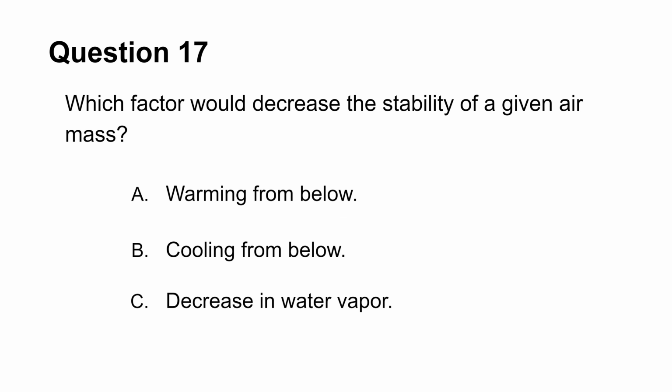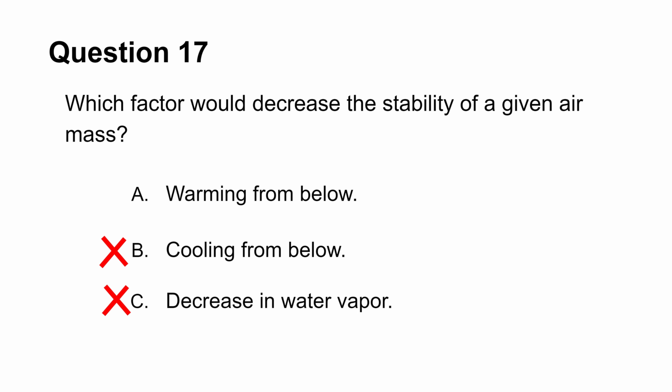The next question wants to know which factors would reduce the stability of an air mass. Let's examine incorrect choices first. Choice B is wrong because cooling from below means that the air at the surface would become denser and therefore resist upward movement, making the air mass actually more stable. Next is choice C. Recall that if the water vapor or humidity goes up in the air, it becomes less dense and prone to vertical movement. So an increase in water vapor would decrease atmospheric stability, while a decrease in water vapor would actually increase atmospheric stability. This makes choice C incorrect.